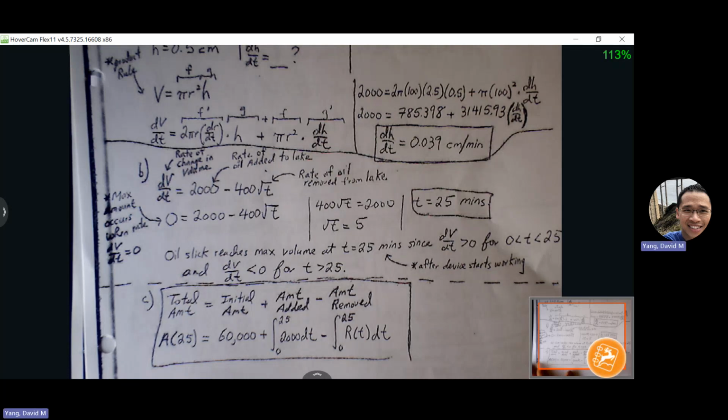By the time that this device arrives on scene, let's think of that as t equals 0. By the time the device arrives on scene, 60,000 has already been spilled. And then for the next 25 minutes, this oil is still being added, but the amount removed is also doing its job. We don't know how much time has already passed, but we'll just say that's before t equals 0. And then starting at t equals 0, oil is still being added to that 60,000 amount, and oil is being removed by that device.